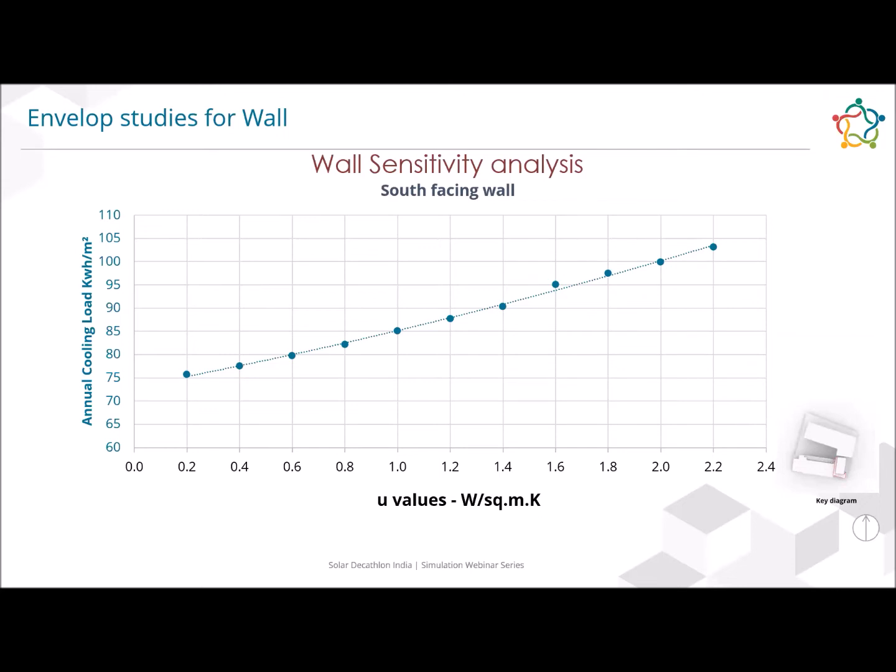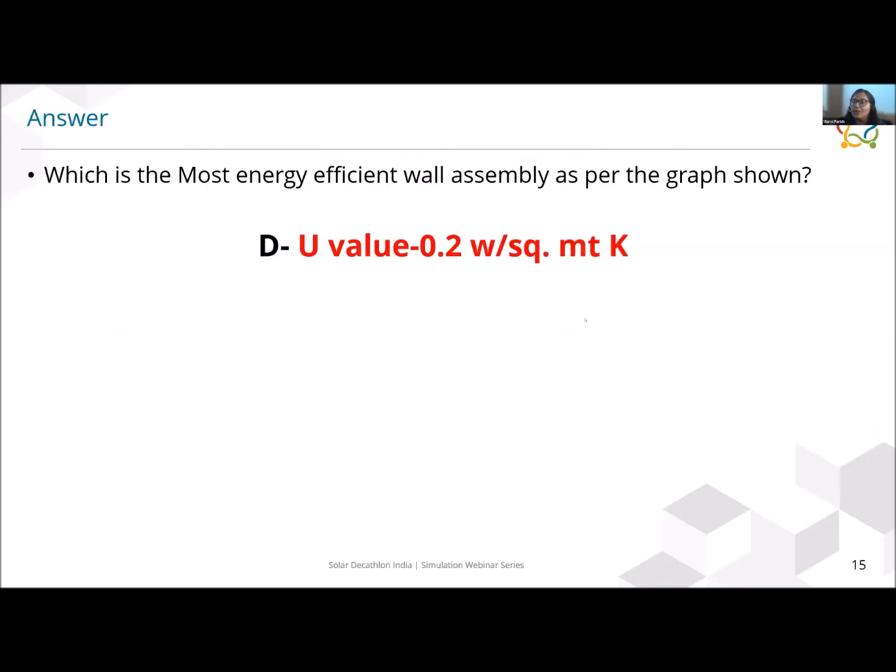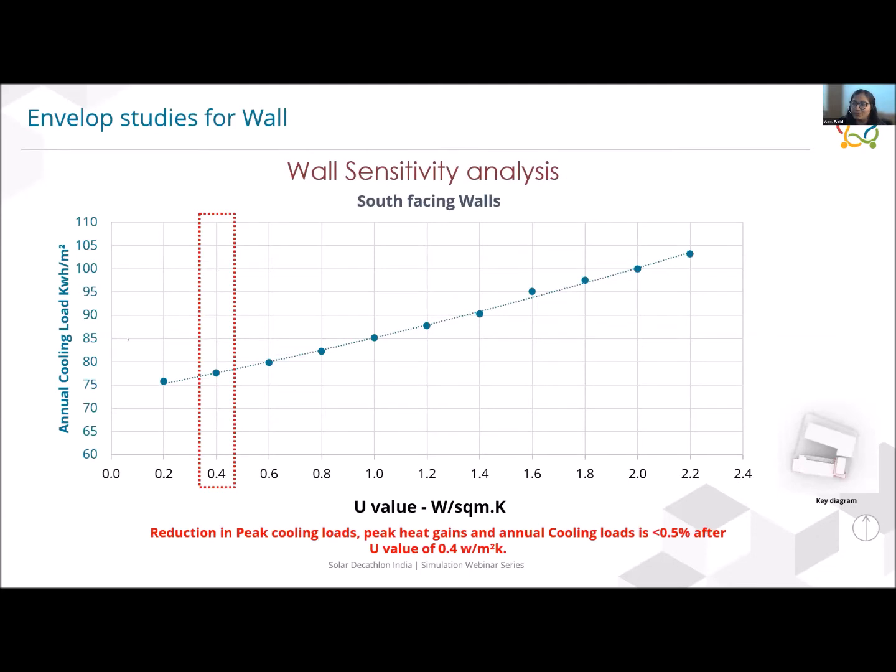Yeah, here are the results. Interesting. So some of you had said that U value of 2.2 is the most efficient one, and most of you had said that U value of 0.2 watt per square meter per Kelvin is the most efficient one. The answer is 0.2.